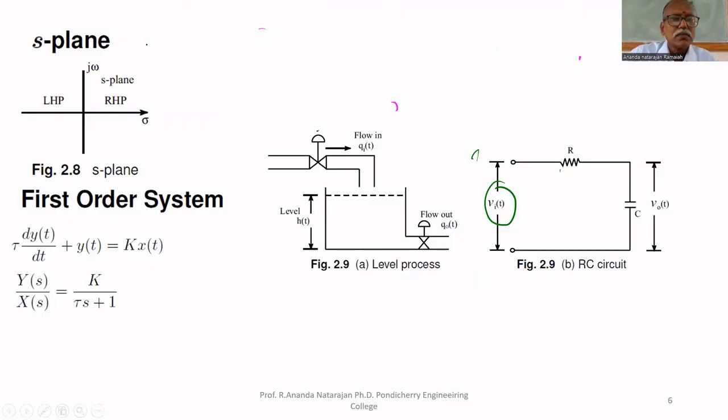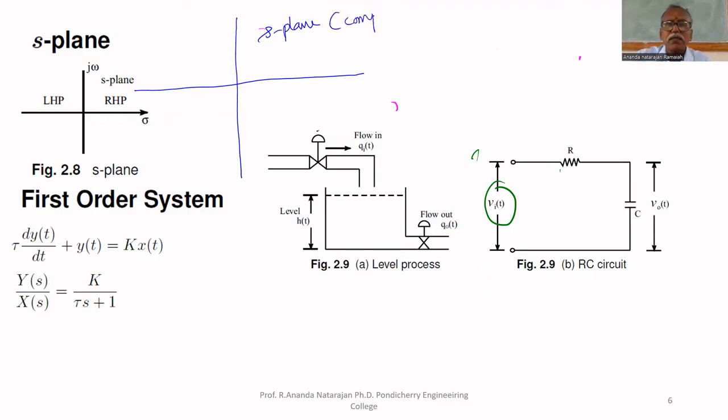S-plane. Already you know what the S-plane is. The S-plane is a complex plane. What is the complex plane? The horizontal axis will be sigma, and the vertical axis will be j omega. That is called the complex plane, or simply the S-plane.